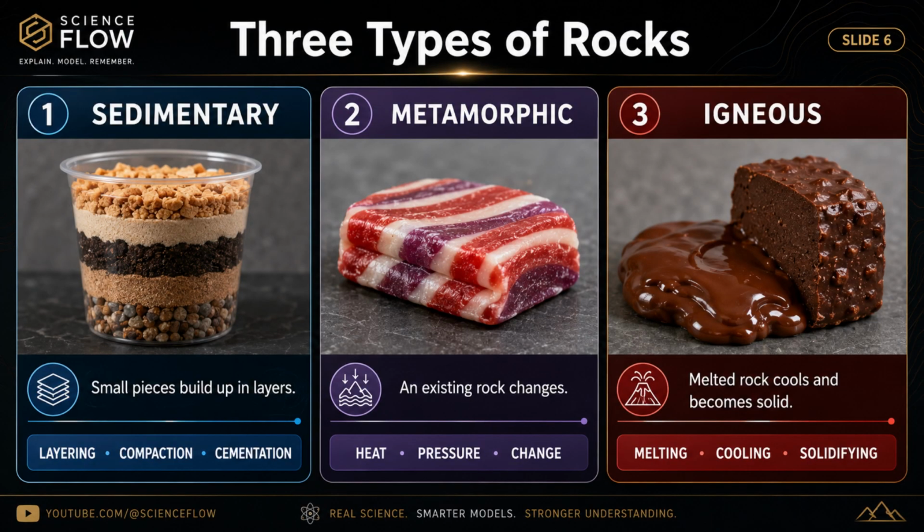There are 3 main types of rocks. Sedimentary rocks form when small pieces build up in layers and become compacted and cemented together. Metamorphic rocks form when an existing rock changes because of heat and pressure. Igneous rocks form when melted rock cools and becomes solid. Listen for the important processes: layering, pressure, melting, and cooling.